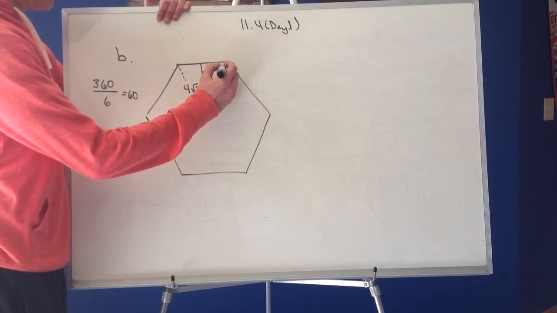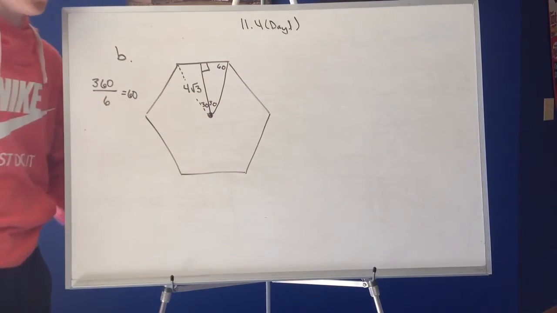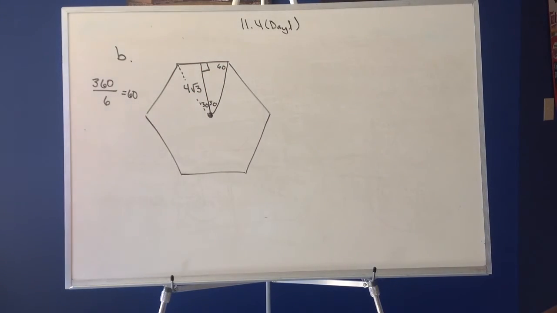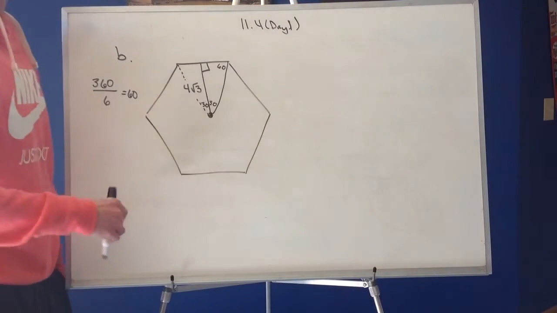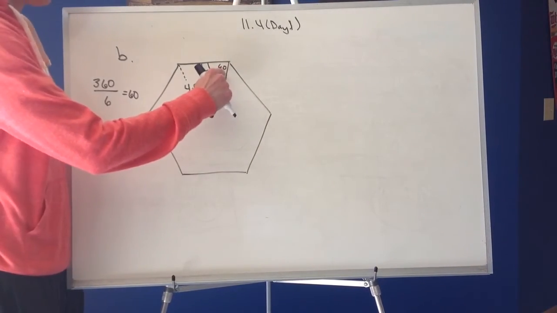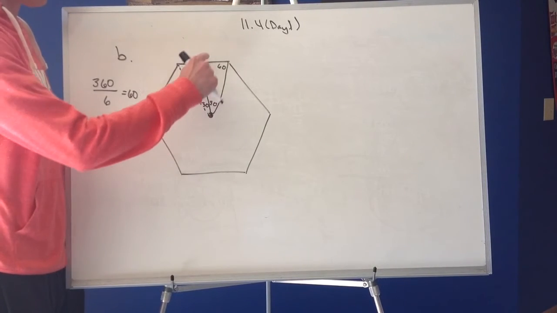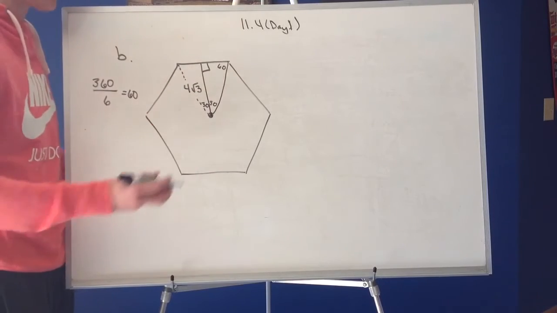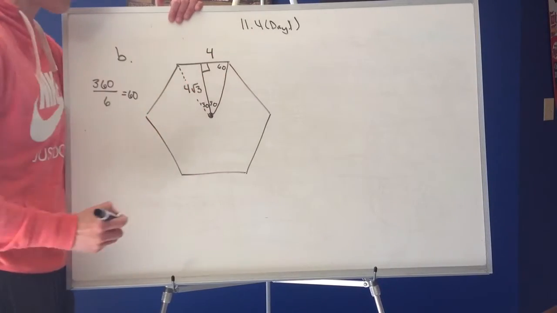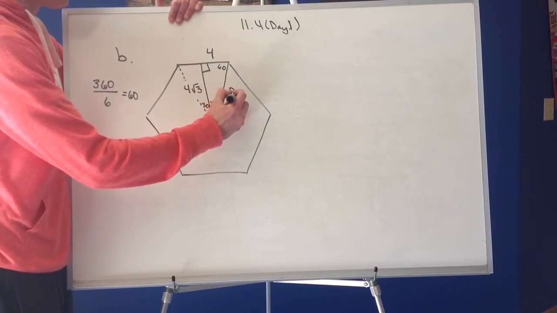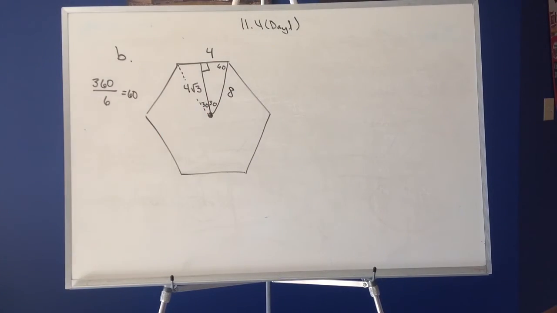So if that's 30, that means this guy has to be 60. So this time we're going to be using a 30, 60, 90 pattern instead. Okay, so then finish off the right triangle. So this is my long side if it's across from my 60. So I want to go to my short side. So I would divide by the square root of 3, which would leave me with 4. And then times that by 2 would give me 8 for the radius.